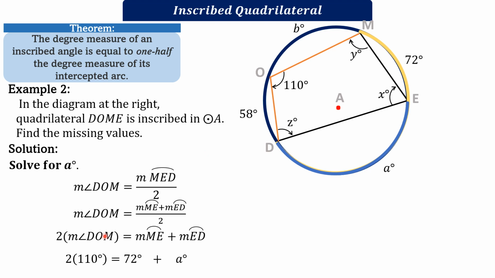Substituting the values, angle DOM measures 110, the measure of arc ME is 72, and arc ED measures a. Then we have 2 times 110 is 220 degrees, minus, by additive inverse of 72, we have 220 minus 72 equals a. Therefore, the value of a is 148 degrees, and that is the measure of arc ED or DE.